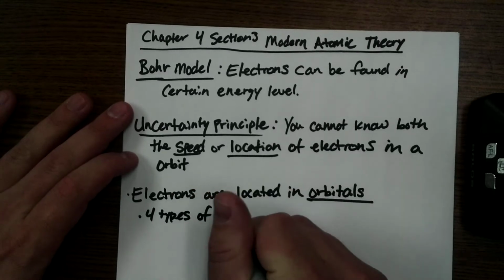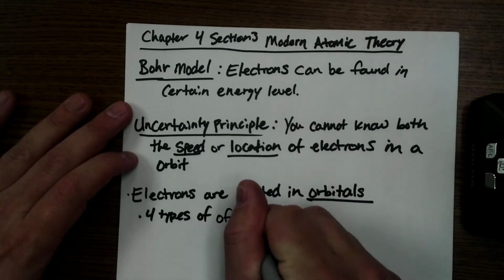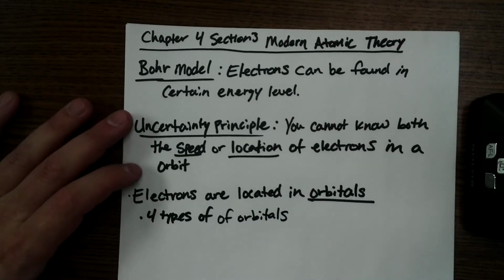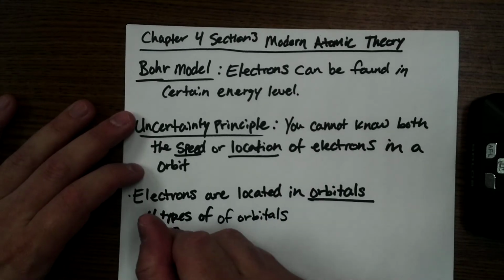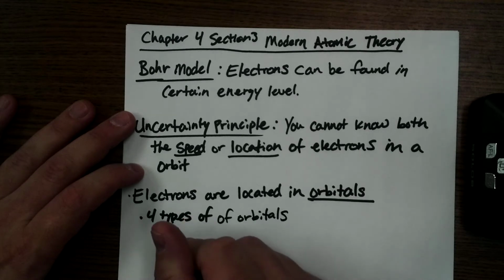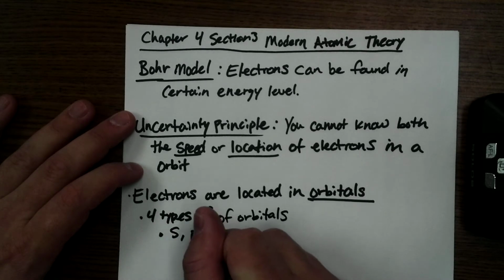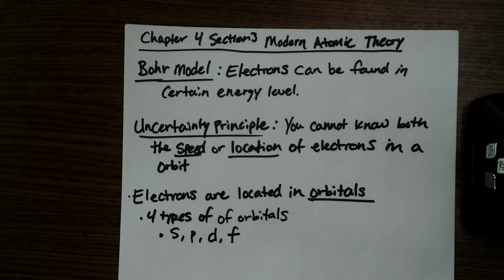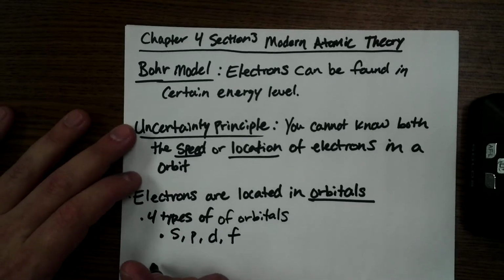There are 4 types of orbitals that we're going to talk about, and they all have labels. They are called S, P, D, and F. Why they chose those 4 letters, I have no idea, but those are the regions where we're going to find these things. Now, these 4 types of orbitals are not based on location.